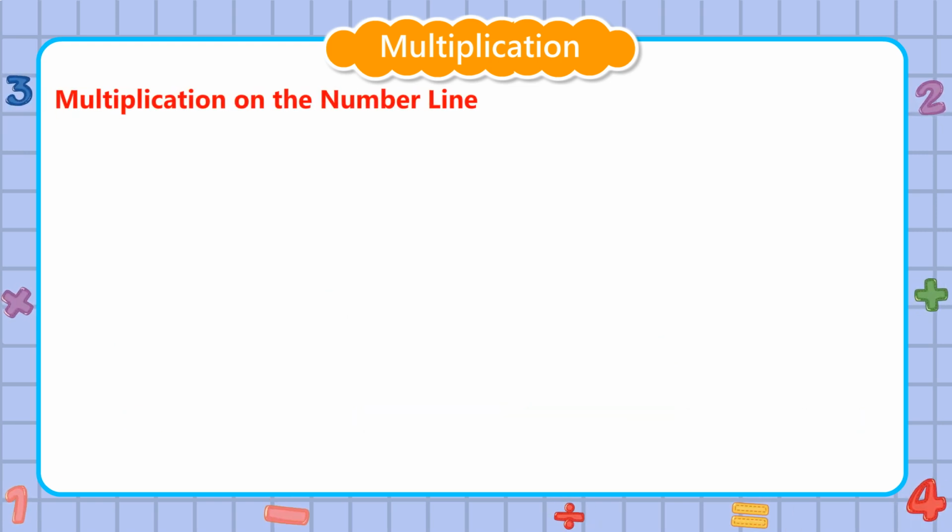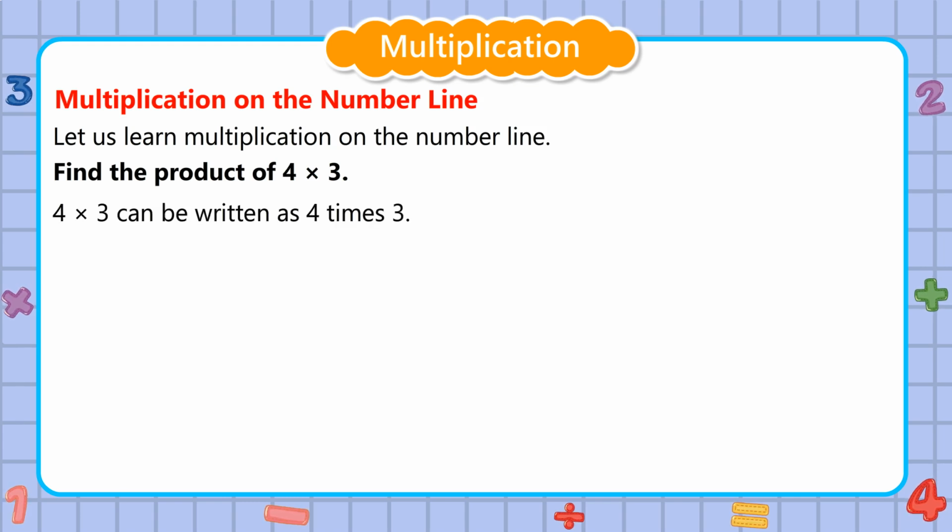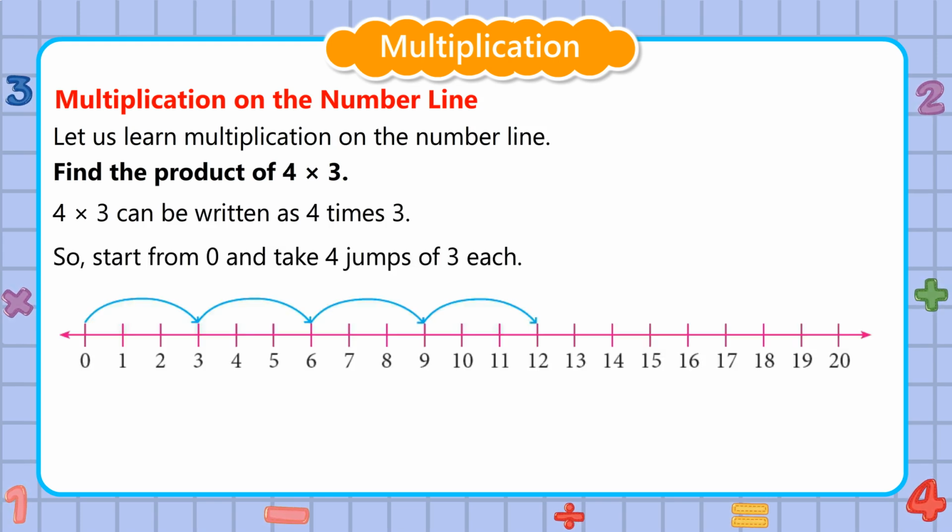Multiplication on the number line. Let us learn multiplication on the number line. Find the product of 4 multiplied by 3. 4 multiplied by 3 can be written as 4 times 3. So, start from 0 and take 4 jumps of 3 each. We reach at 12. Thus, 4 multiplied by 3 is equal to 12.